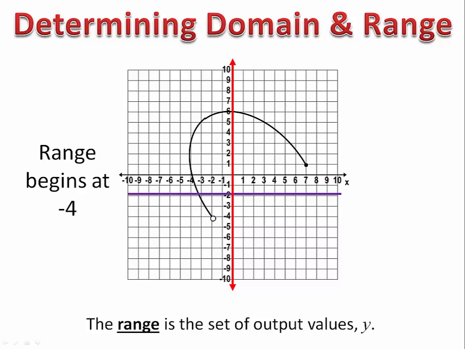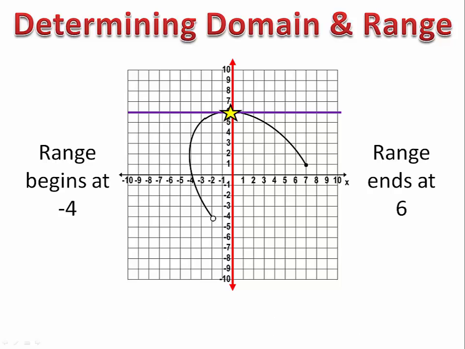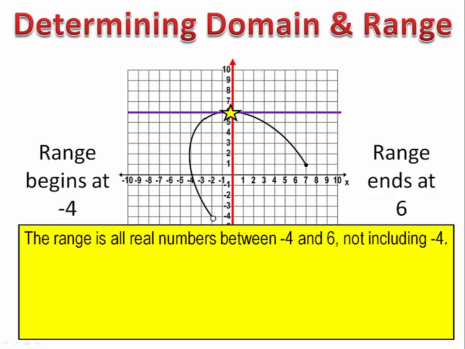We continue up until we find the highest part of the graph. We continue along and we see that the highest output is here at 6. That means the range ends at +6. So the range is all real numbers between -4 and 6, but not including -4. Why not including -4? Well, notice the end point here on the graph at -4. It's an open circle. That indicates that the relation does not include -4 as an output.